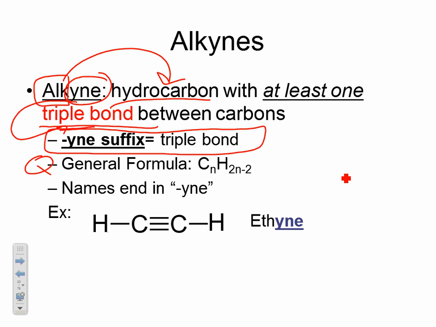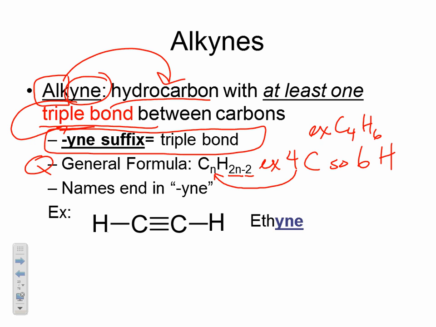Again, in table Q, the general formula is CnH2n-2. So if we go back to our 4 carbon example from the previous one, if we had 4 carbons in the compound and it was an alkyne, the number 4 would be the n value, the number of carbons. So double it, 2n, that would be 8, but then subtract 2, so that would be 6. So following the formula, I'd have 6 hydrogens in an alkyne. So that would be C4H6.